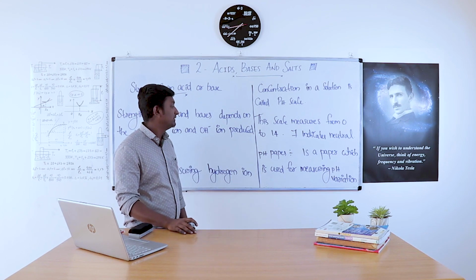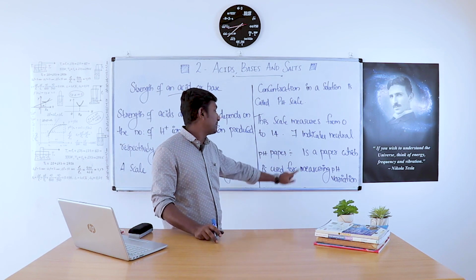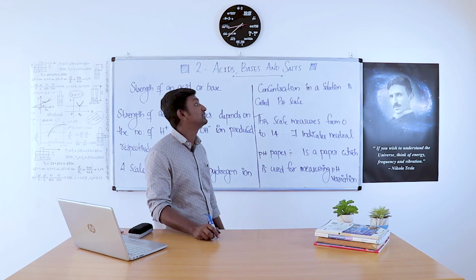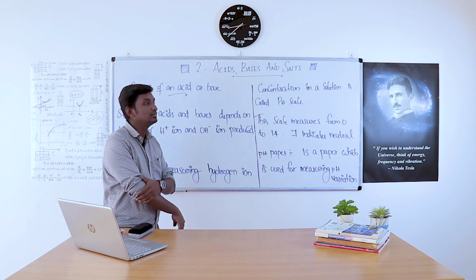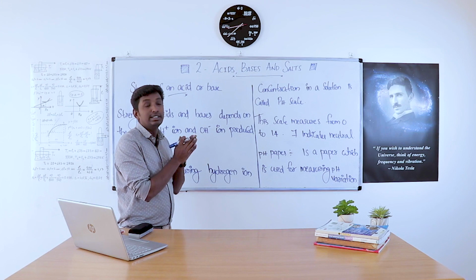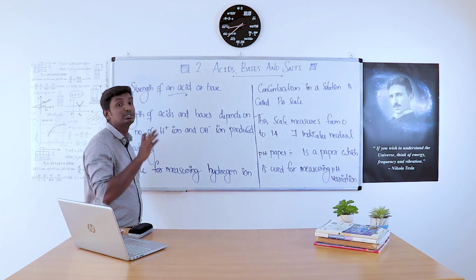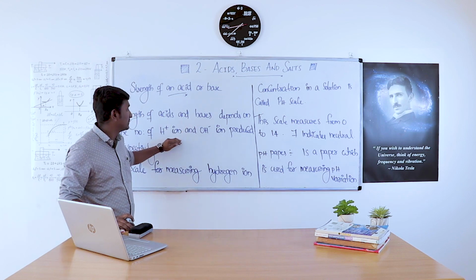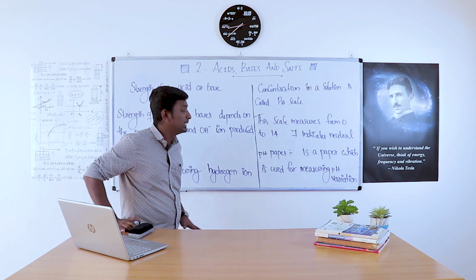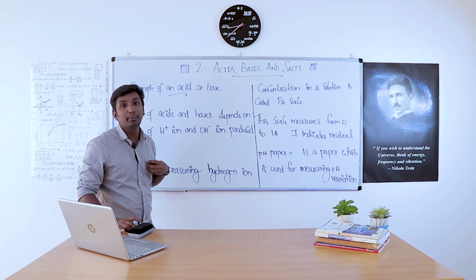It is a paper which is used for measuring pH variation. So the strength of an acid or base depends on the number of H+ ion or OH- ion produced respectively. So the concentration of H+ ion and concentration of OH- ion decides the strength of acid and base. This concentration of H+ ion can be found out by using a pH scale.